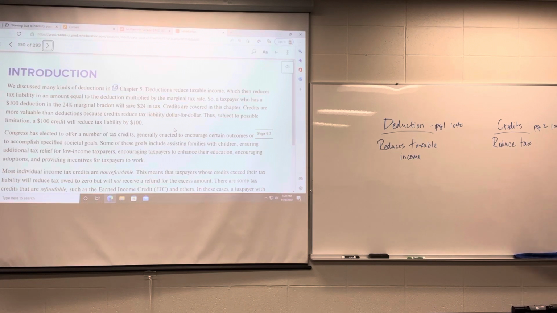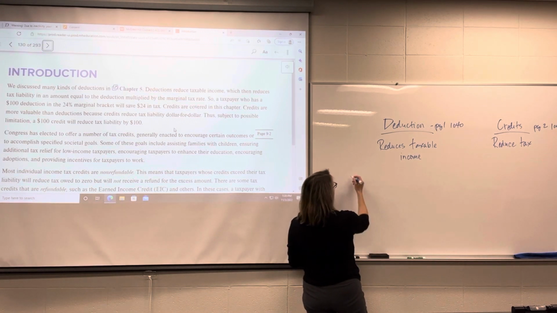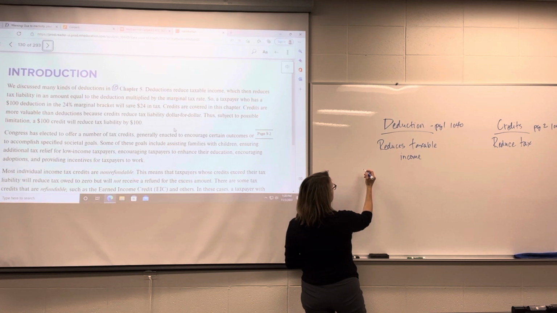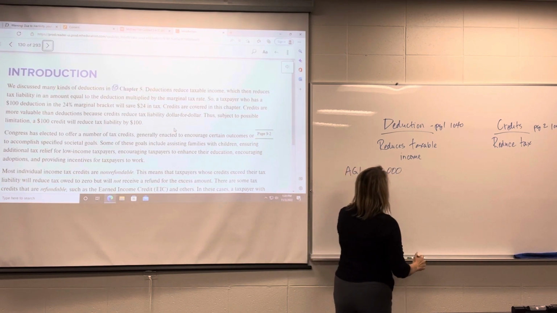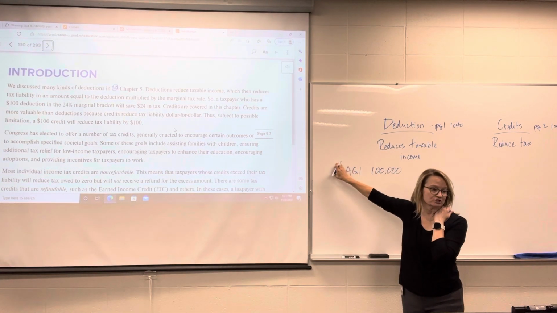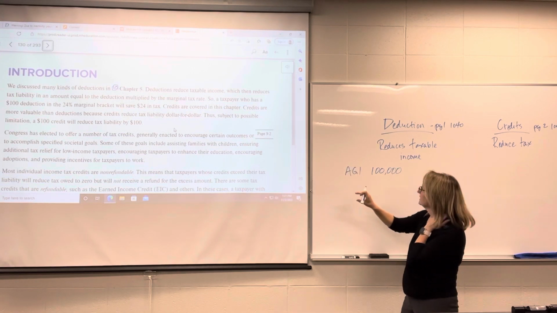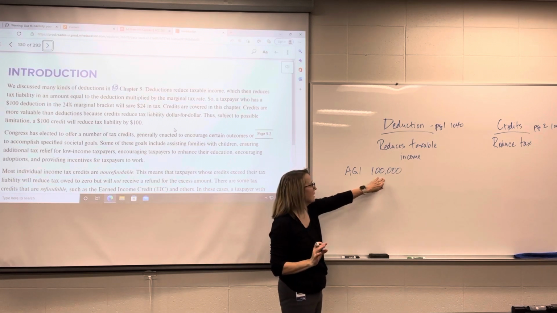So let's look at how that works, essentially. So let's just say we have our AGI, let's see. Yeah, our AGI is $100,000. So we had some deductions above AGI, right? We had our adjustments for AGI. So we already had some deductions there, or maybe we didn't have any. We didn't qualify for any. So we just have our 100,000.